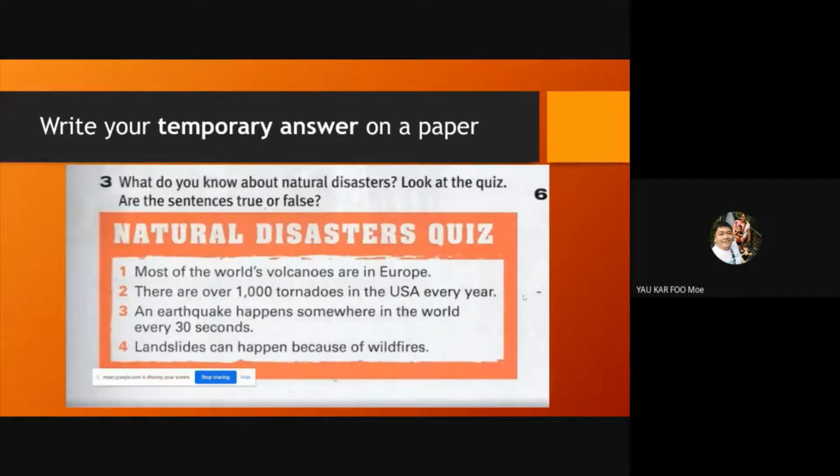Use your pencil to write a temporary answer on a paper. Okay, whether it's true or false, based on the listening just now. Done, Mr. Yao. Done? Okay.